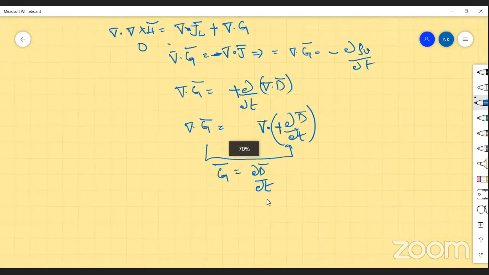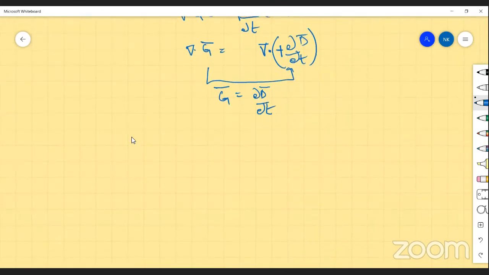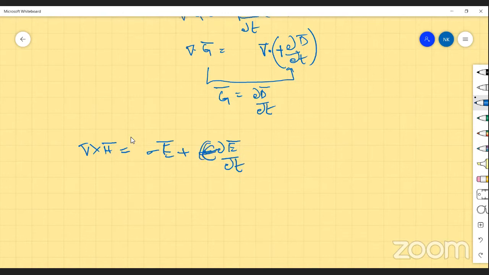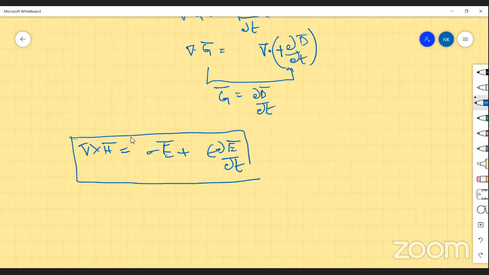So the Maxwell's third equation: del cross H bar is equal to J c bar, which is sigma into E bar, plus the other term, G bar, which is equal to dou D bar by dou t, that is dou of epsilon into E bar by dou t. This is the third Maxwell's equation.